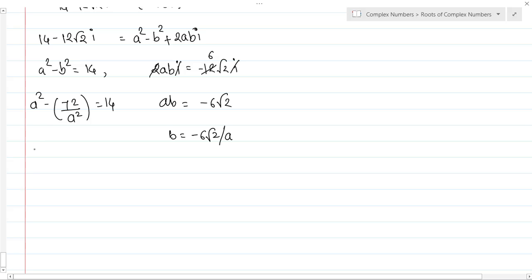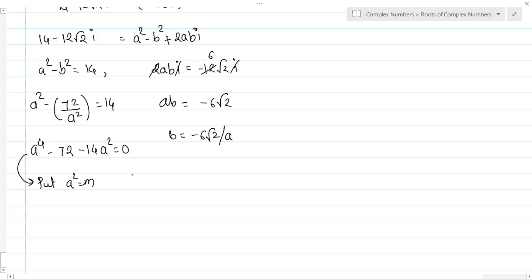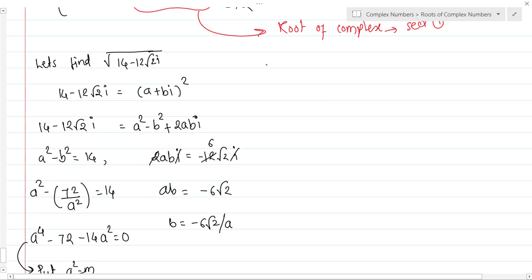If I multiply by a square, a to the power 4 minus 72 minus 14 a square is equal to 0. Now let's solve this quadratic equation in terms of m. Put a square equal to m. So what equation will you get? a to the power 4 becomes m square, so m square minus 14m minus 72 is equal to 0.